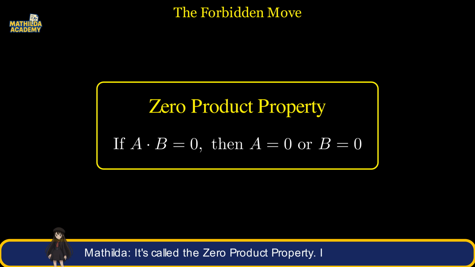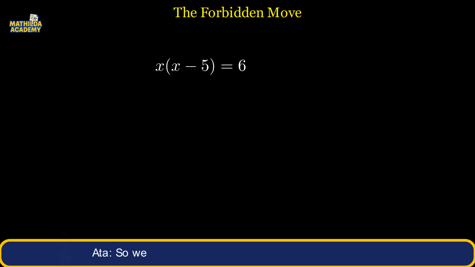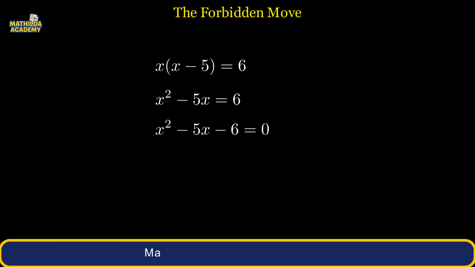It's called the zero product property. It only works for 0. So we have to expand and move everything to one side first? Exactly, then make it equal to 0.